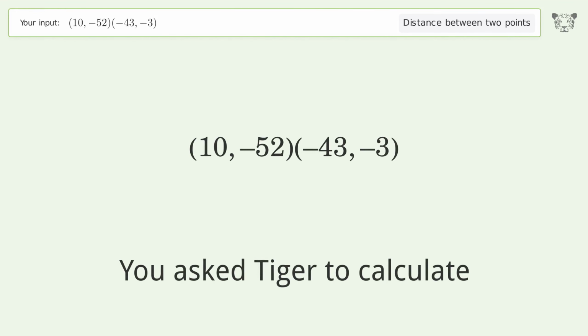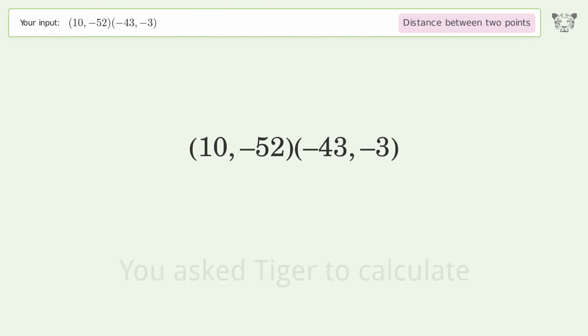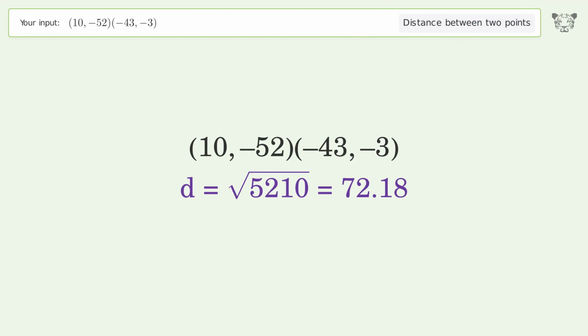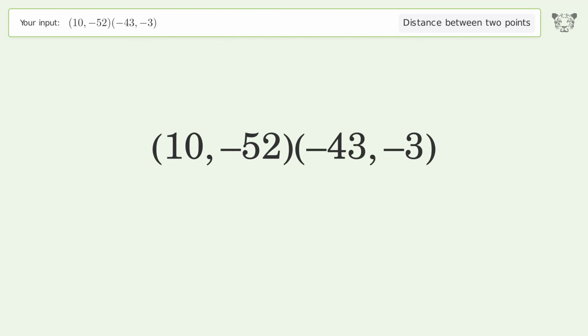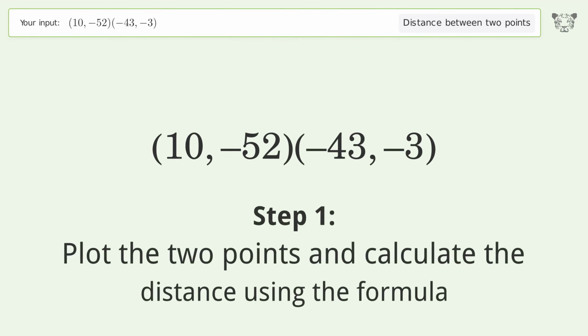You ask Tiger to calculate. This deals with the distance between 2 points. The distance between the 2 points is the square root of 5,210, or 72.18. Let's solve it step by step. Plot the 2 points and calculate the distance using the formula.